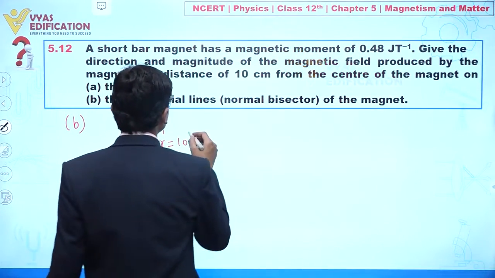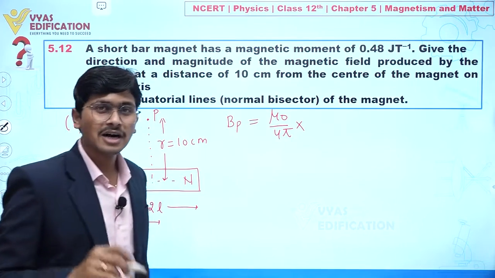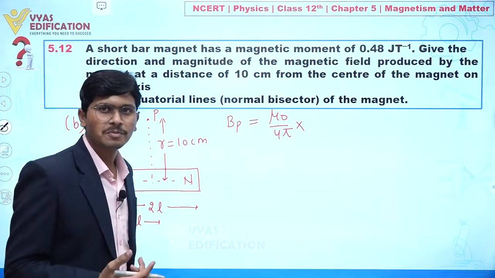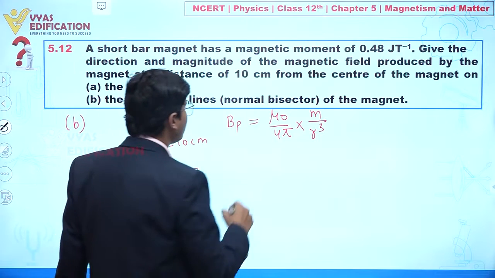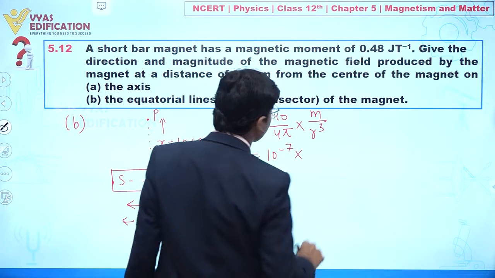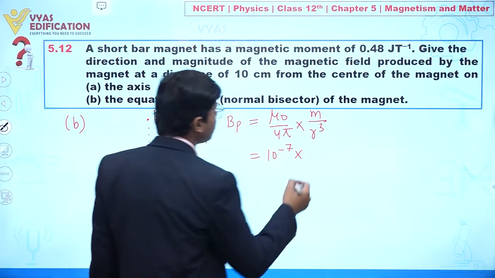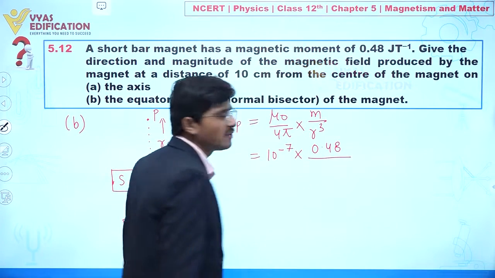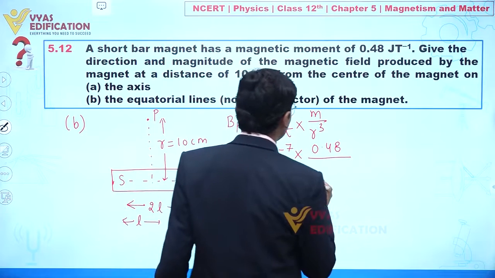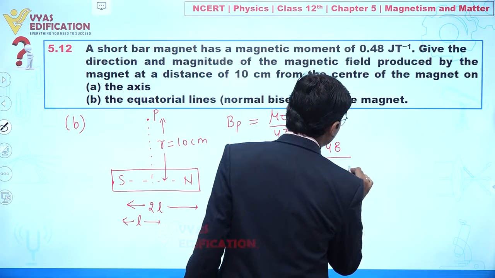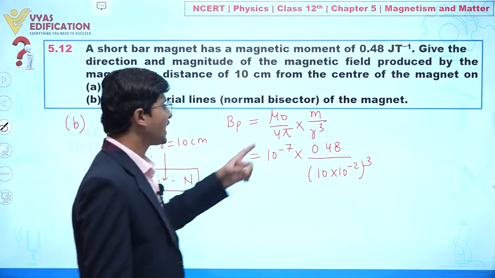Yes, we know the formula. Let's suppose this is BP, and this is given by mu naught upon 4 pi. Okay, you know what the exact formula of the magnetic field at any equatorial position is? Yes, we can write this is given by m divided by r cubed. Clear? So from here this is equal to 10 to the power minus 7 multiplied by m. M is 0.48. Clear? And it is divided by r cubed. R is the distance given to you, 10 centimeter, so directly I can say this is 10 into 10 to the power minus 2, whole cube. Clear? Actually a short dipole, a short bar magnet, is given, that's why I am writing this formula directly.